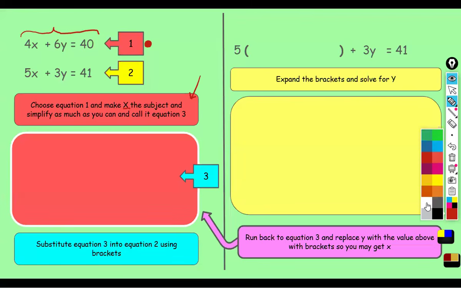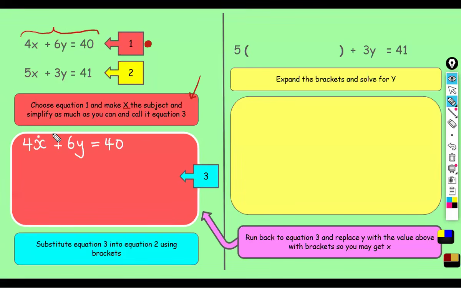So here's what I'm going to do below. Since we're focusing on equation 1 only at the moment, I want everyone to write equation 1 down here. Don't change anything. You're writing back equation 1 as it is. I didn't change anything. It's 4x plus 6y over 40. And I want you to put a little dot over the x. That's to remind yourself that we're going to make x the subject.